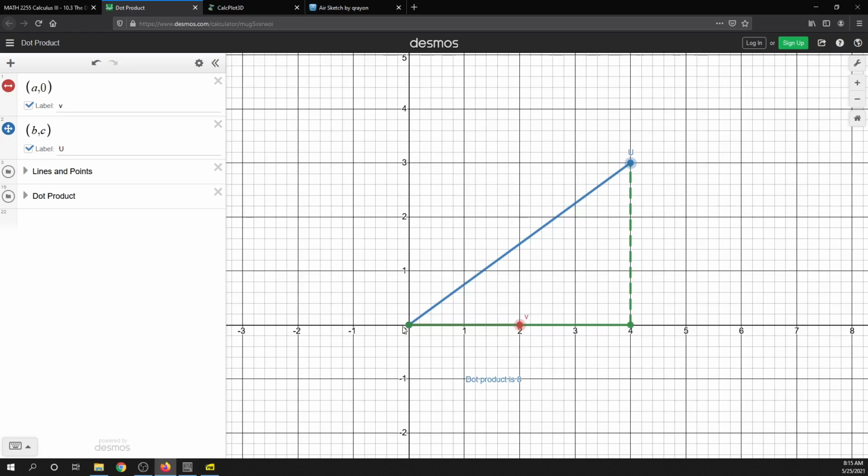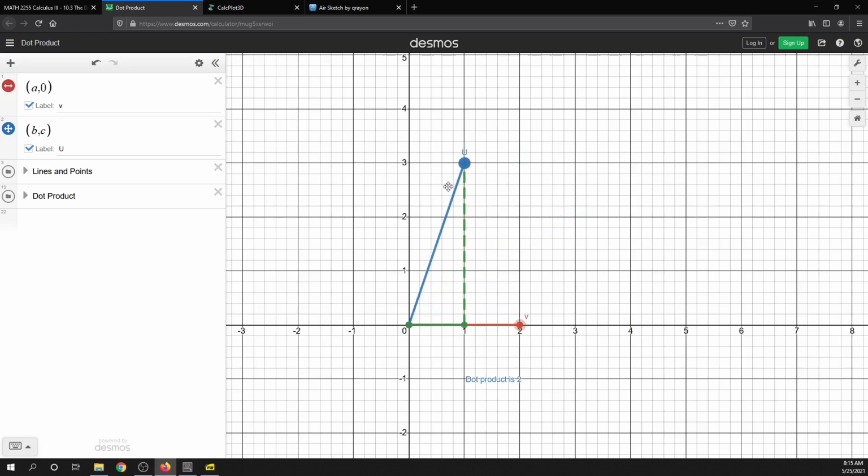Let me move this one back a little bit. All right, here it's hard to see the red vector, the vector that we're projecting on, but 0 to 2 is what v is, so it has length 2. And in this case, the orthogonal projection of u onto v has length 4. So the dot product of those two vectors is 4 times 2.